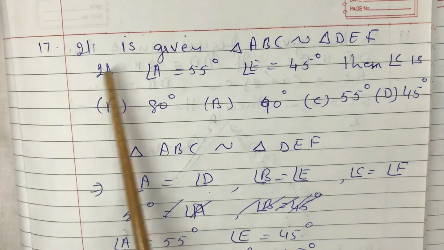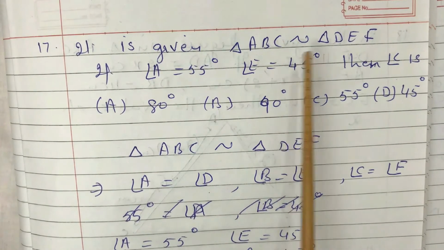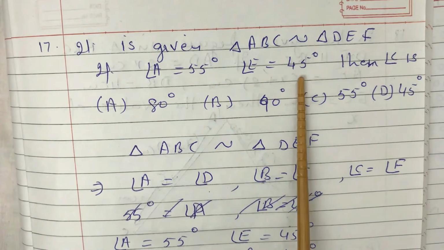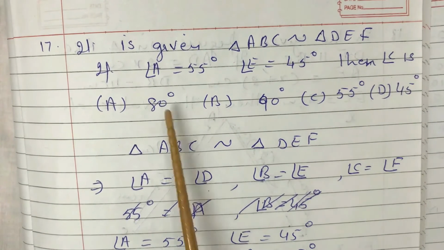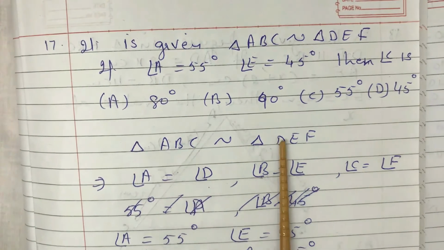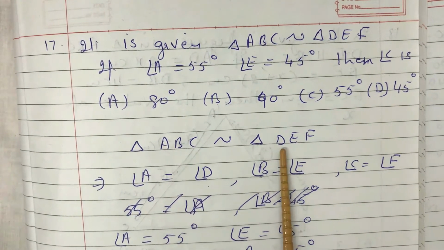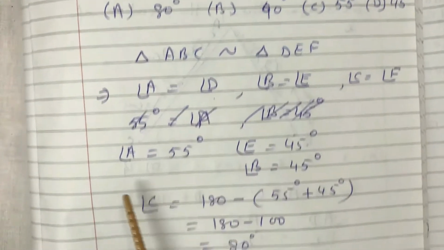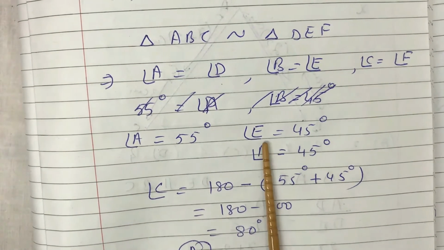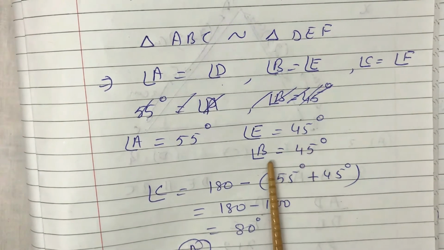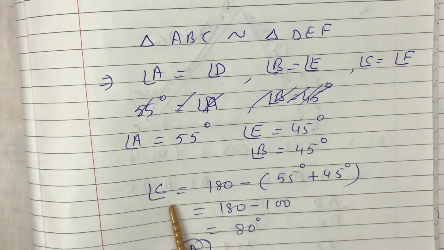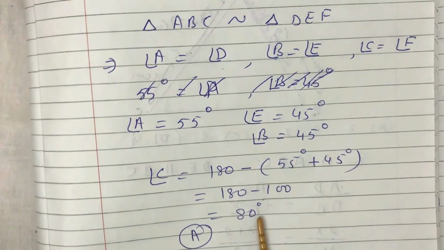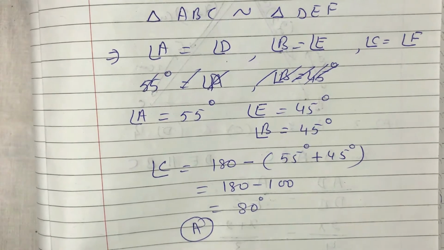Now the 17th question. It is given triangle ABC similar to triangle DEF. If angle A is 55 degree, E is 45 degree, then angle C is, there are 4 options. Since both the triangles are similar, so angle A is equal to angle D, angle B is equal to angle E, angle C is equal to angle F. And angle A is equal to 55 degree, angle E is equal to 45 degree, angle B is equal to 45 degree. So angle C is equal to 180 degree minus (55 plus 45), that is 80 degree. So A is the option.